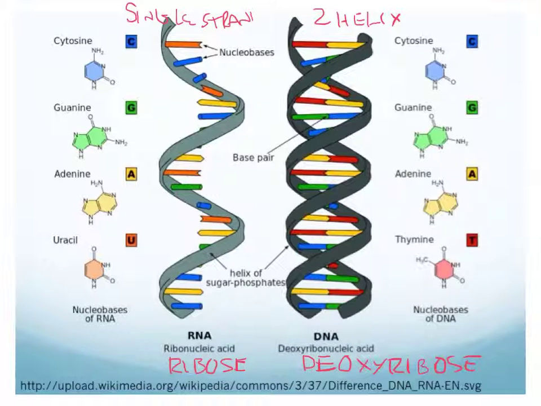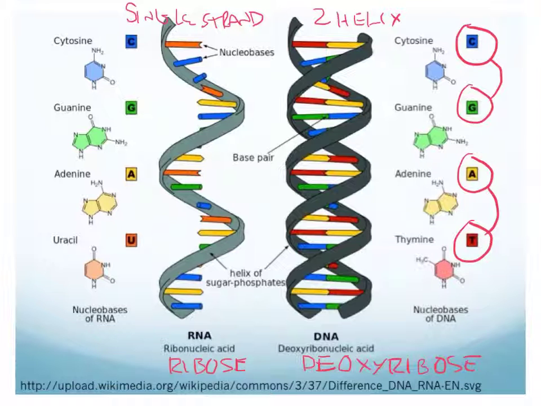Both have nitrogen bases that go across the center. DNA has cytosine and guanine that pair up, and adenine and thymine that pair up. RNA likewise has cytosine and guanine that pair up, and it has adenine, but instead of thymine it has uracil that pairs up, so it's slightly different.